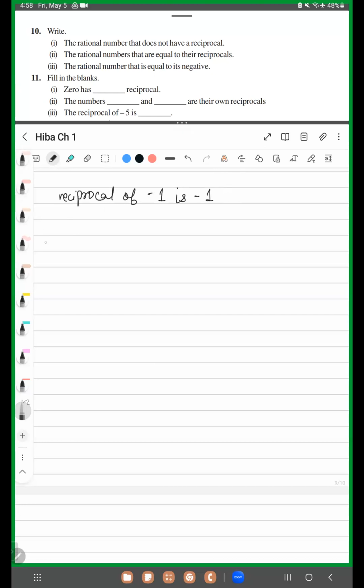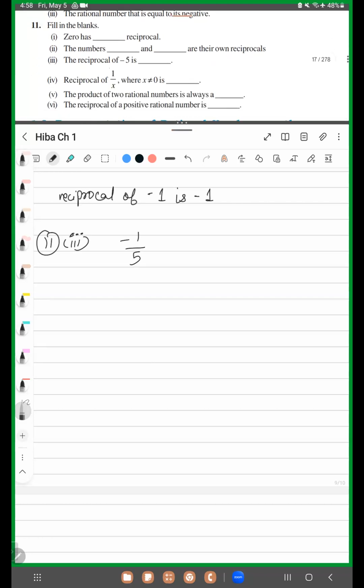Now 11th question, part B. The reciprocal of minus 5 is minus 1 by 5. Very good. Or minus 1 by 5, yeah, you can just say minus 1 by 5. That will be enough.